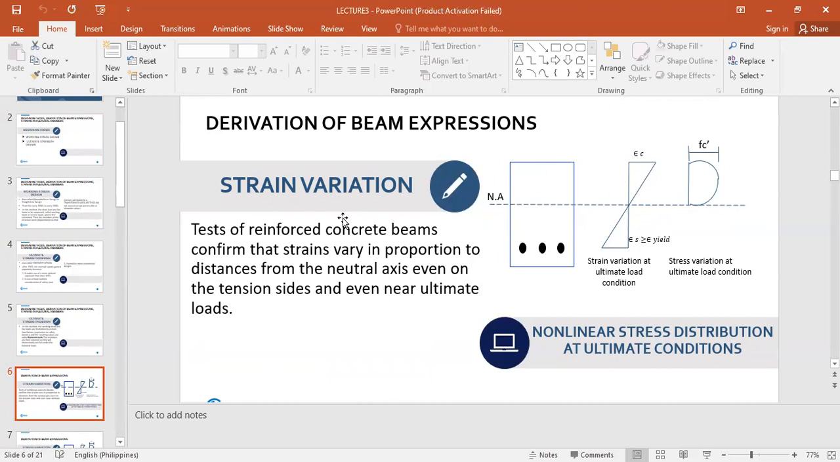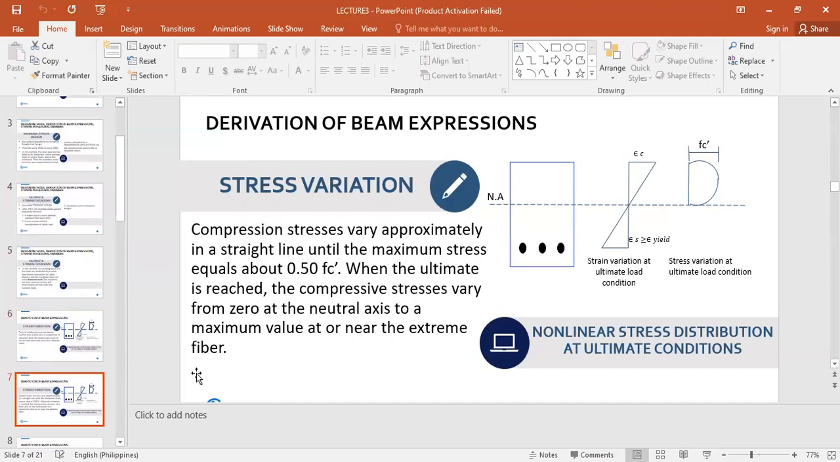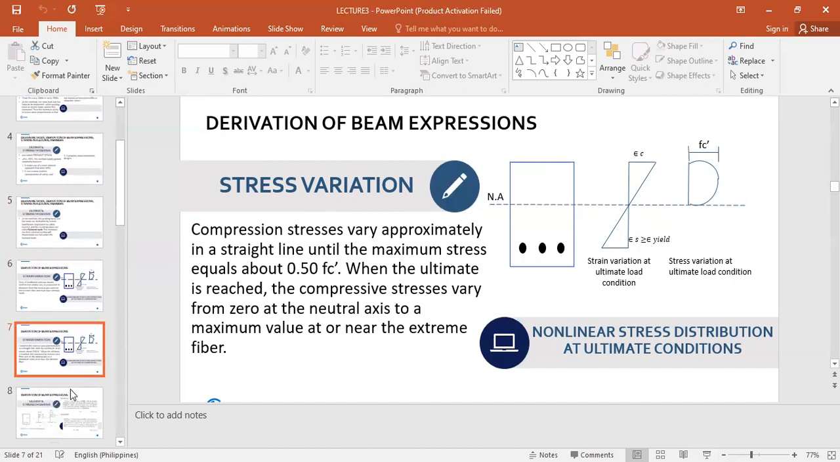When we say strain variation, tests of reinforced concrete beams confirm that strains vary in proportion to distances from the neutral axis, even on the tension sides and even near ultimate loads. We have here the so-called neutral axis. When we say stress variation, the compression stresses vary approximately in a straight line until the maximum stress equals about 0.50 fc prime. When the ultimate is reached, the compressive stresses vary from 0 at the neutral axis to a maximum value at or near the extreme fiber. This is what we call the extreme fiber.